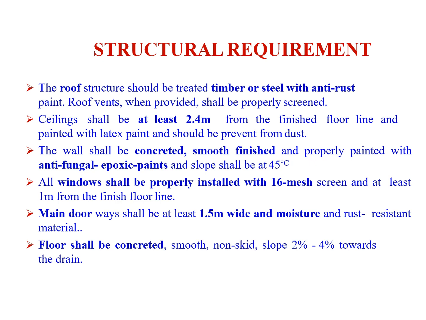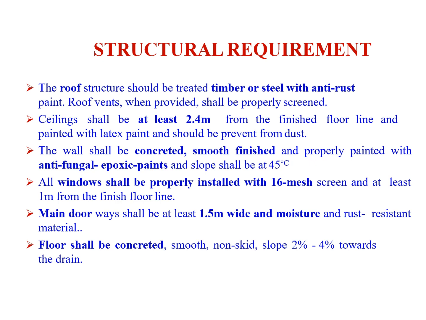And the window shall be properly installed with 15 mesh. That is a number there. There is a number 16. The mesh level. So we have to screen at least 1 meter from the finished floor line.